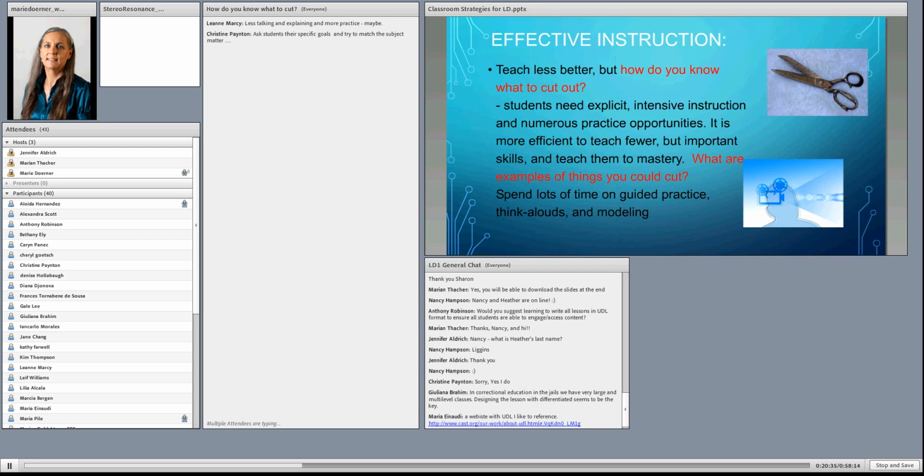Like Leanne, less talking and explaining and more practice. For some students, that's a key, especially for students who have a hard time listening. They need to be shown over and over again. We're going to get to ask the student their specific goals and try to match subject matter.